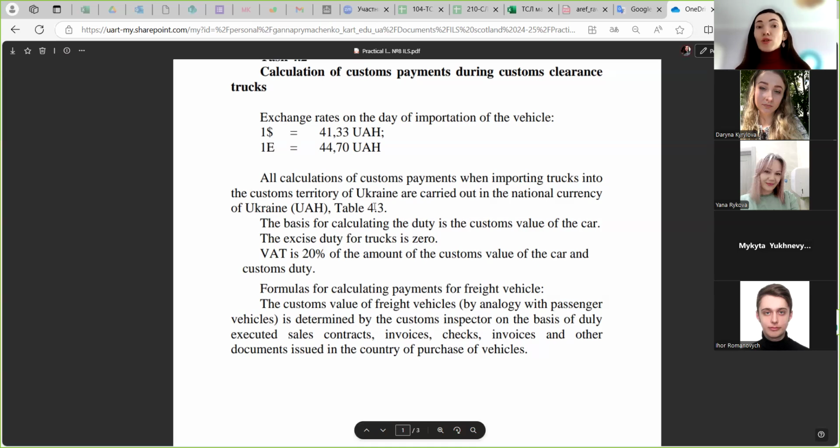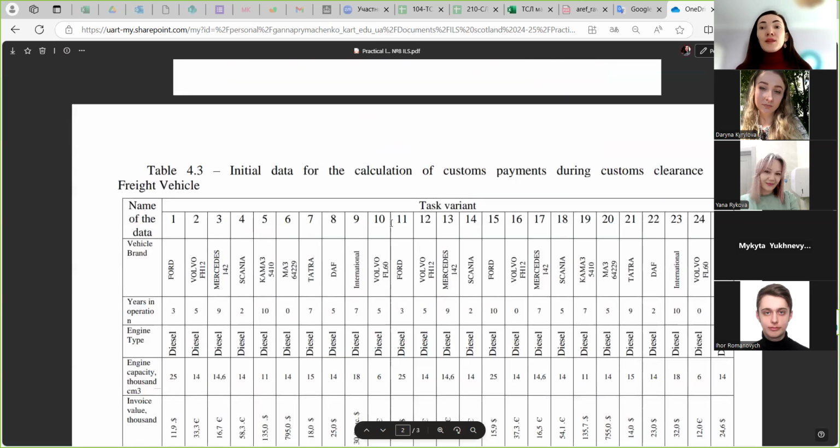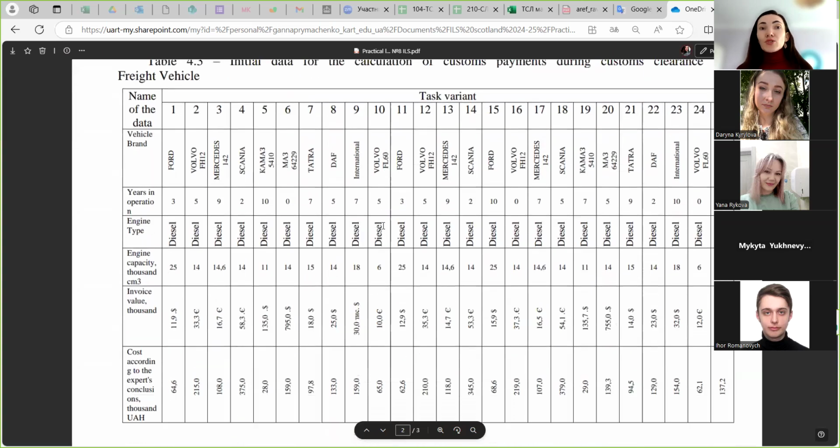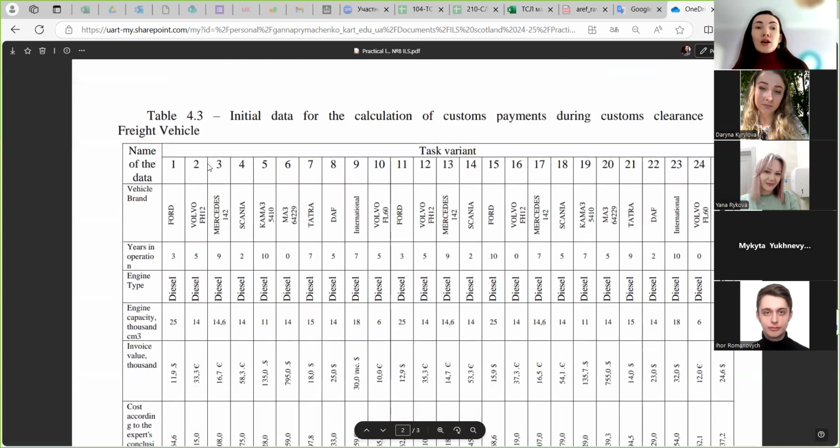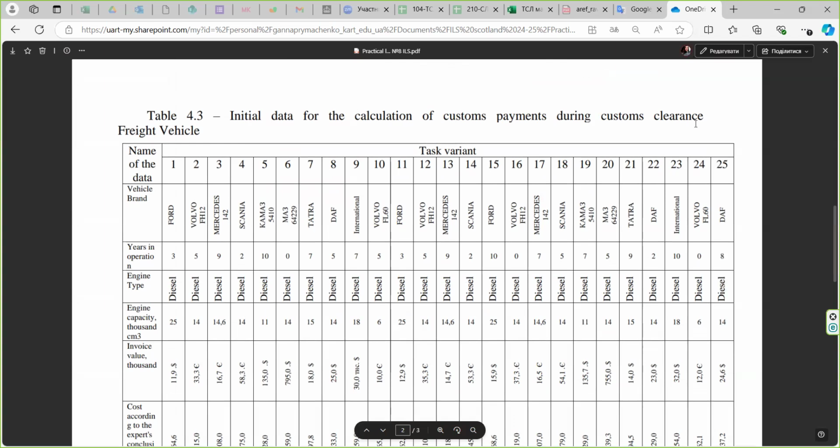We use table 4.3 for this. I can show you now which information we use today. It is our table 4.3, and it contains the initial data for the calculation of customs payment during customs clearance for each vehicle. We calculate for such vehicle brands as Ford, Volvo, Mercedes, and others. You can now see different types of vehicles and brands of heavy vehicles. It is for cargo vehicles only.